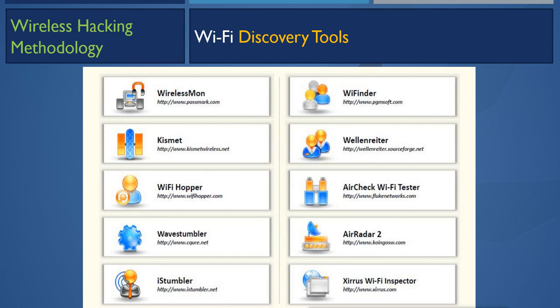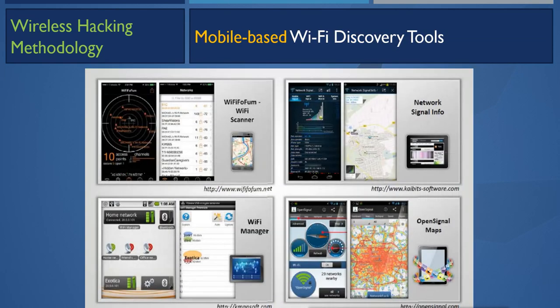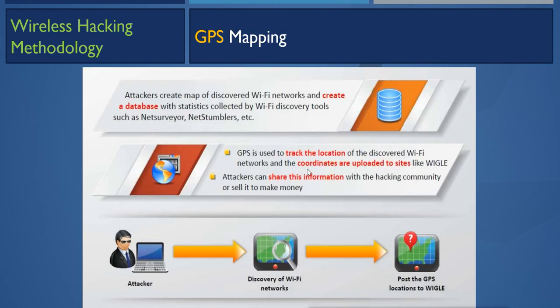Then there are some other tools also available which we can use to find the proper wireless network available around us. Now, when we discover it, we have some mobile tools also available. We have mobile based Wi-Fi discovery tools like these. We can use them on our mobile to discover networks around us. It will not only show you the network name, the SSID, it will also show you detailed information about that Wi-Fi network. Then we can go for GPS mapping also for doing the discovery.